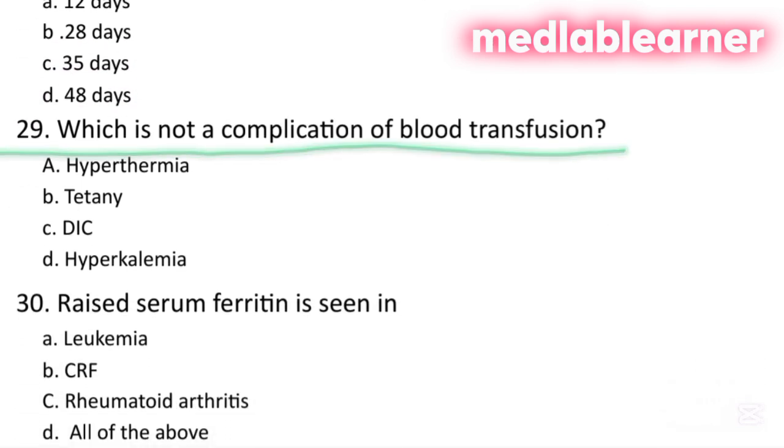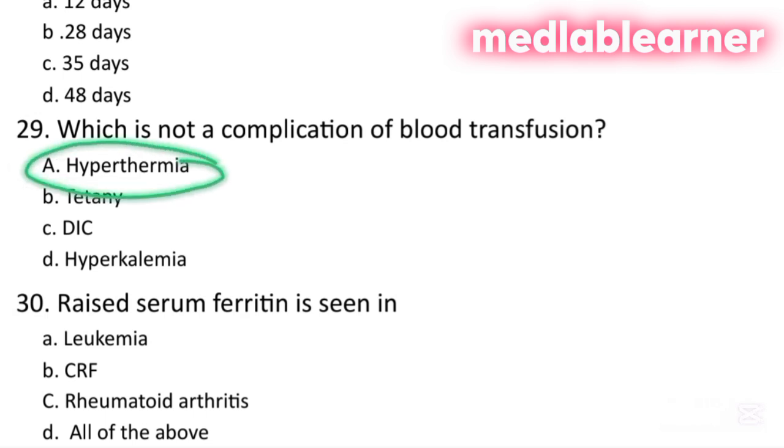29. Which is not a complication of blood transfusion? A. Hyperthermia, B. Tetany, C. DIC, D. Hyperkalemia. Answer will be A. Hyperthermia. Hyperthermia is not a complication of blood transfusion.